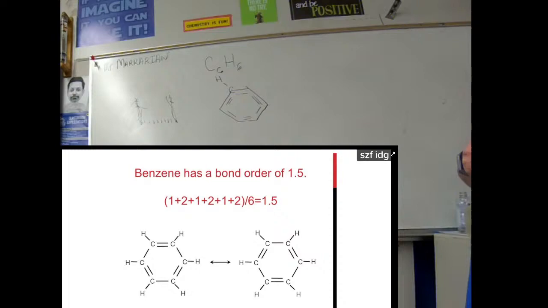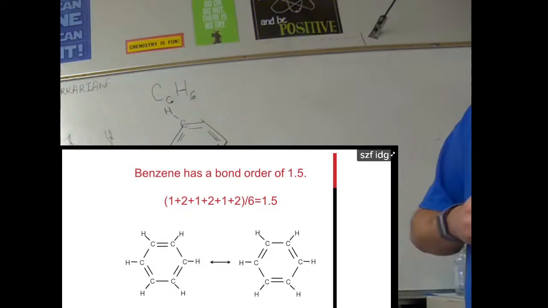Those we don't care about in this particular structure because they're all going to be a bond order of one. So in hydrocarbons like this, we only count between the bonded carbons. And the other thing is they're showing two different versions of it to show that it's really cyclical.